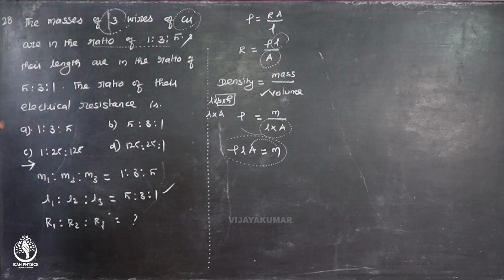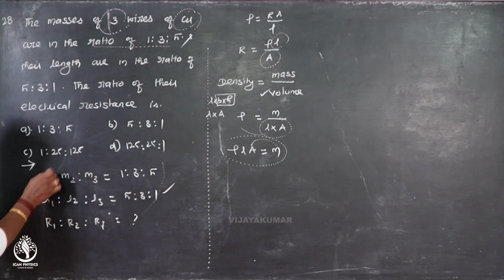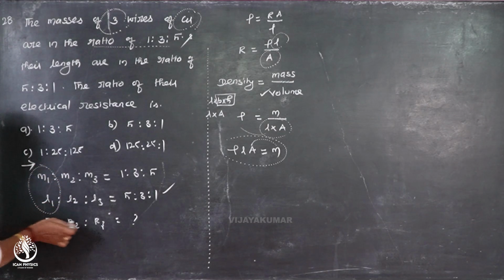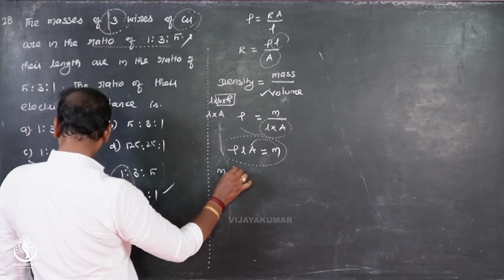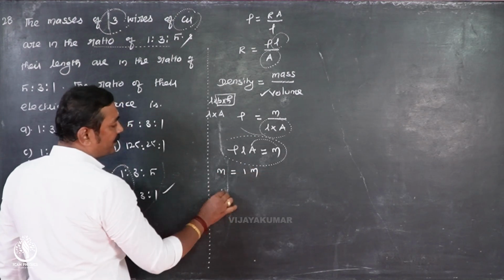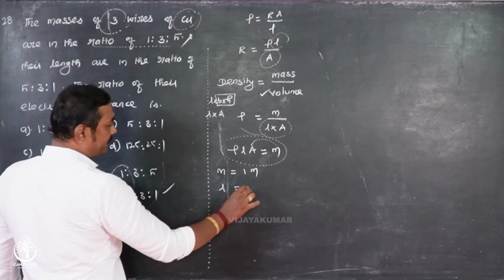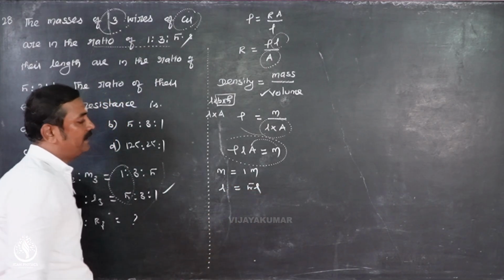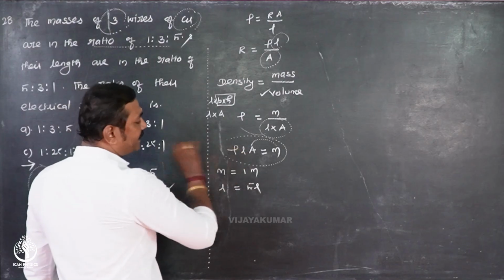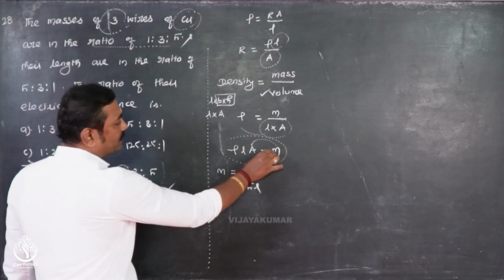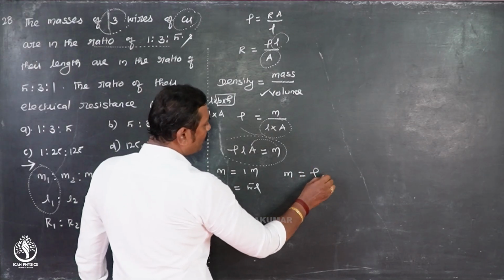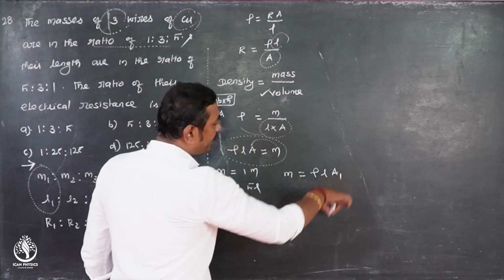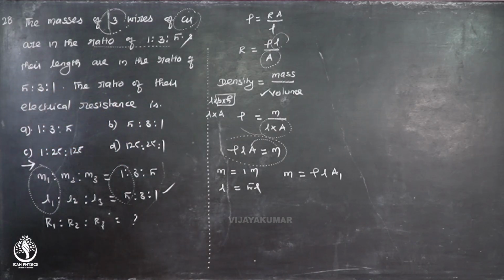So how are we going to relate? First case, for M1 and L1, the ratio is 1 and 5. So M equals 1 time of M and length is 5 times of L. So how can we modify the first one? The first one can be modified as M equals rho L into A1. That's for the first case.